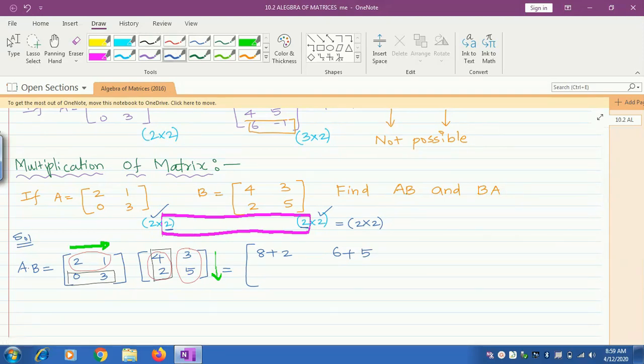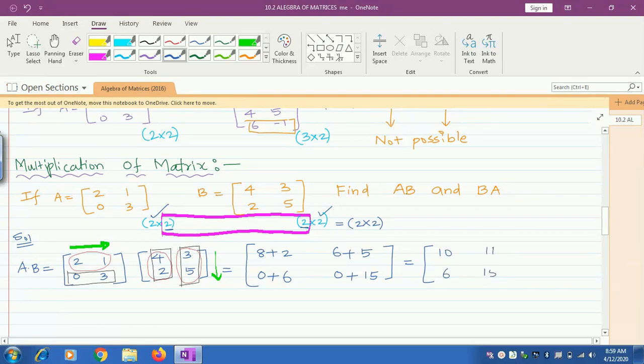the answer is here 0, 0 into 4, 0, plus 3 into 2, we will get 6. And the next one, the first row column is over. The second column, what is the second column? We have this is 0 into 3, 0, and 3 into 5, which is equal to 15. Upon simplification, we will get 10, 11, 6, and 15. So this is your final answer.